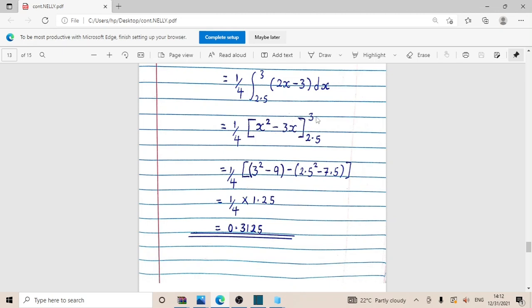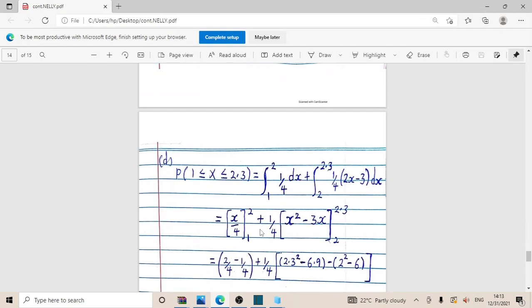After doing that, I always start with the upper limit. I substitute the upper limit into the whole of this, and the lower limit into the whole of this. So 3 substituting into this, it will be 3 to the power 2 minus this times this, which gives minus 9, then minus the lower limit, the whole of this: 2.5 to the power 2, then minus this times this, 3 times 2.5, I get a negative 7.5. I can use the calculator, but I'll just work out this and this. Then after I subtract them I get 1.25. So 1 out of 4 times 1.25 is going to give me 0.3125.